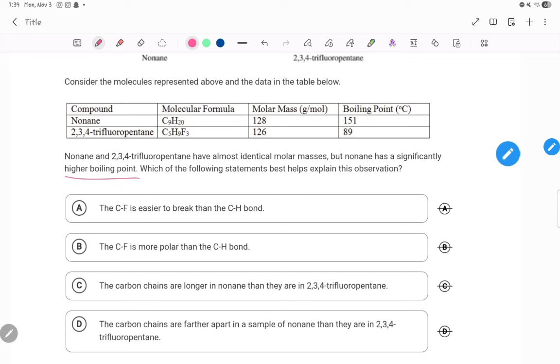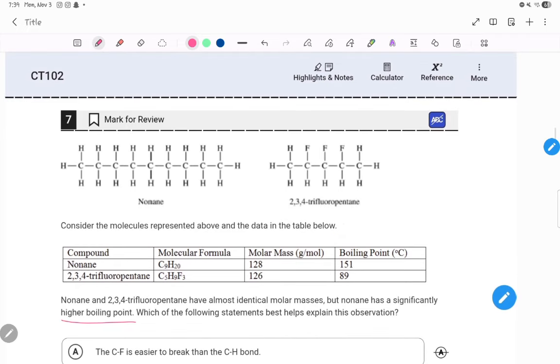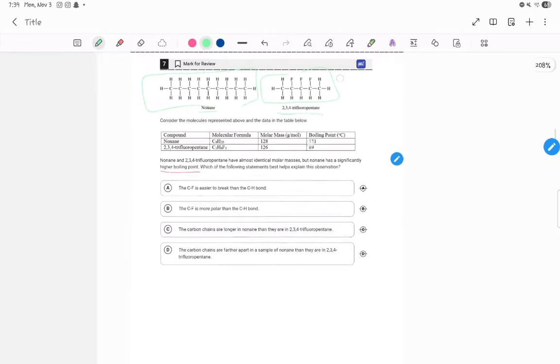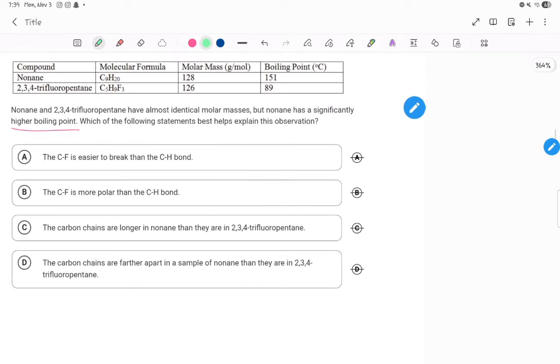If you check the structure for nonane and 2,3,4-trifluoropentane, you will directly see that nonane has a longer chain structure. Now, because it has a longer chain structure, it will thus have a higher boiling point. Why? Due to more contact places, or more contact for the forces. So the greater the chain, the longer the chain, then the higher the boiling point. Okay.